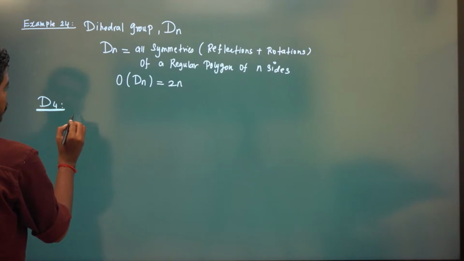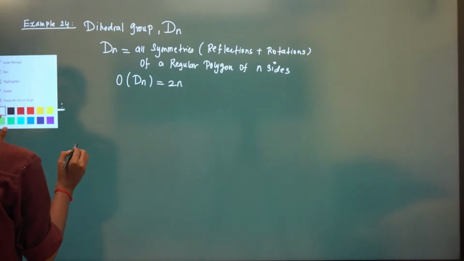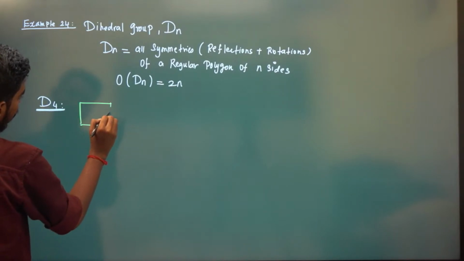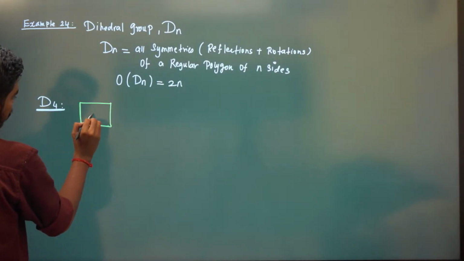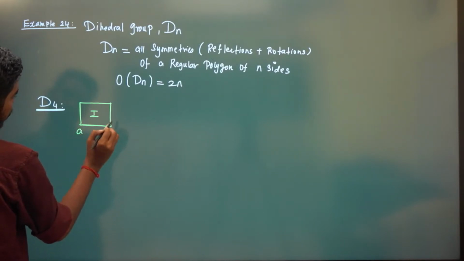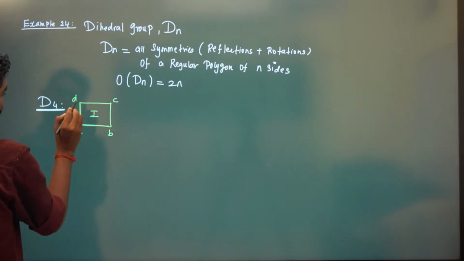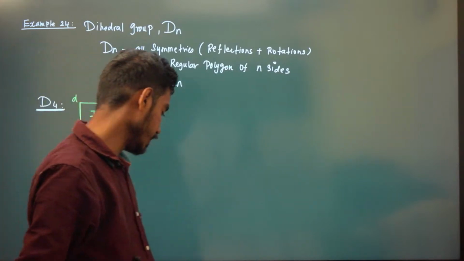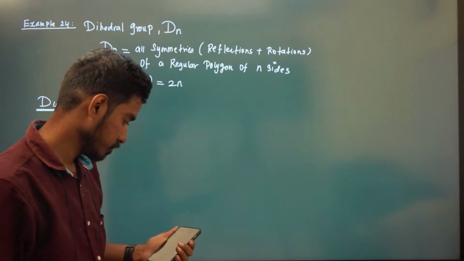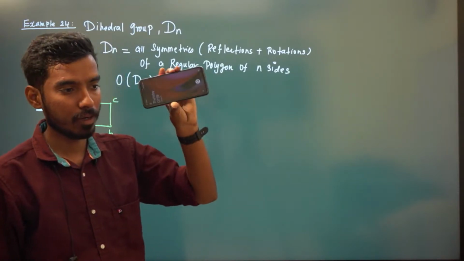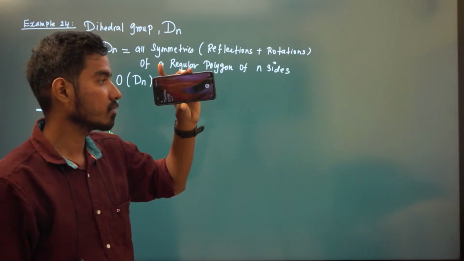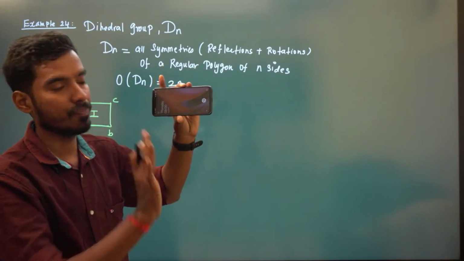First is ID, that is A, B, C, D. So I'm not rotating anything. Let us say this is our square. I'm not rotating anything, so this remains as it is. So we have A, B, C, D.